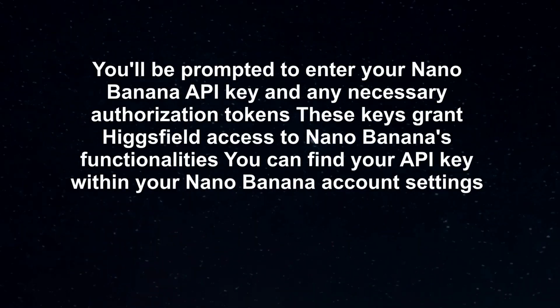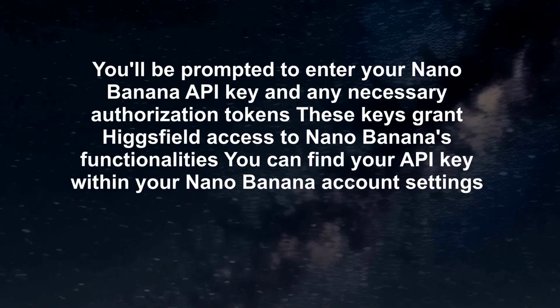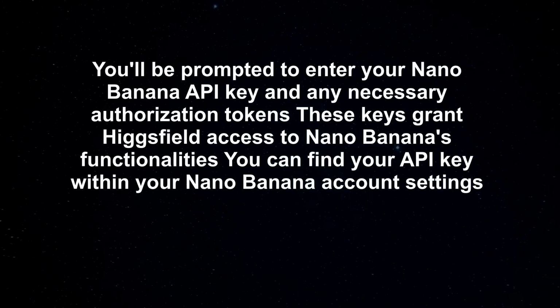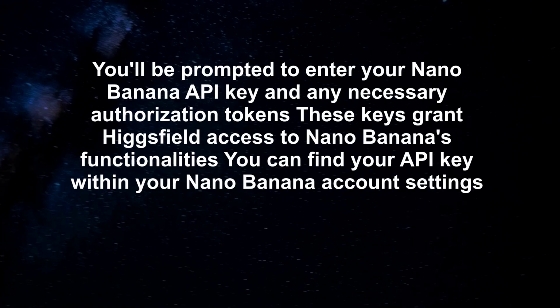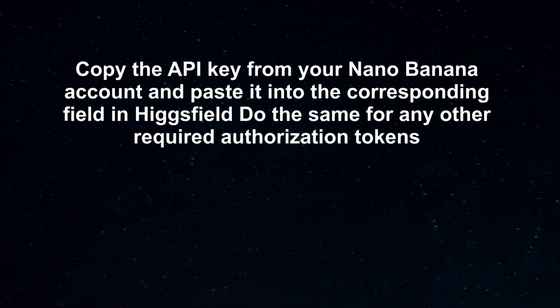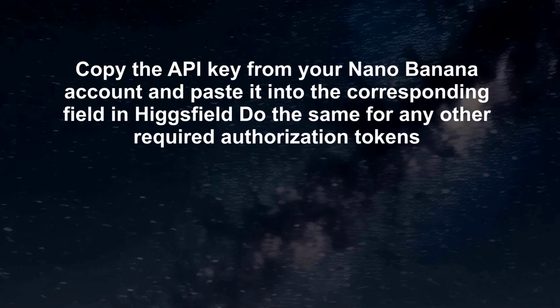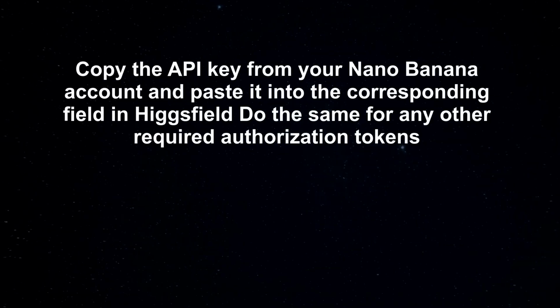You'll be prompted to enter your Nano Banana API key and any necessary authorization tokens. These keys grant Higgsfield access to Nano Banana's functionalities. You can find your API key within your Nano Banana account settings. Copy the API key from your Nano Banana account and paste it into the corresponding field in Higgsfield. Do the same for any other required authorization tokens.